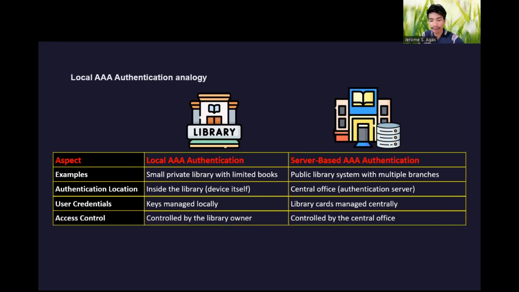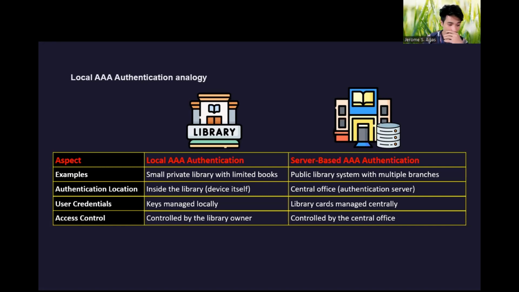So next is the access control. The access control in the local AAA is controlled by the library owner, while the server-based authentication is controlled by the central office. So meaning to say the scope of the owner is limited to the one branch only, unlike the server-based authentication, which is controlled by the central office, the one who serves all the branches. So it is accessible by the central office.